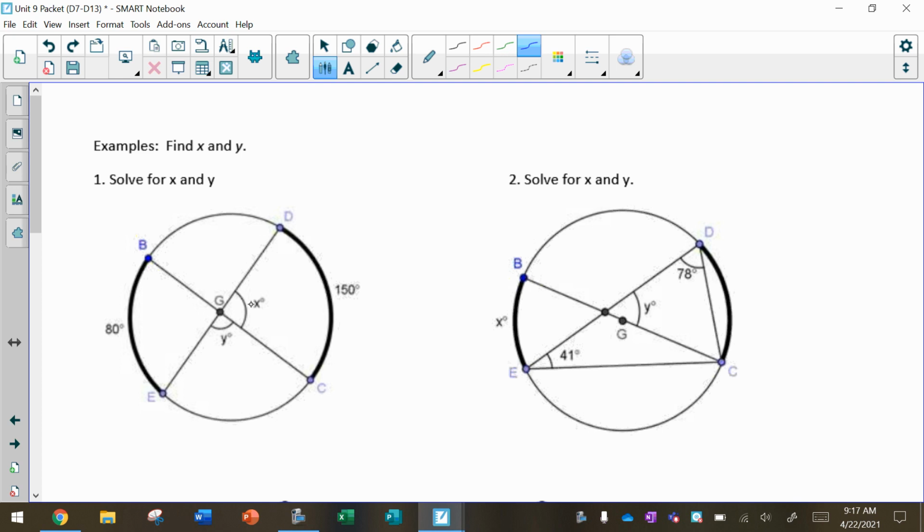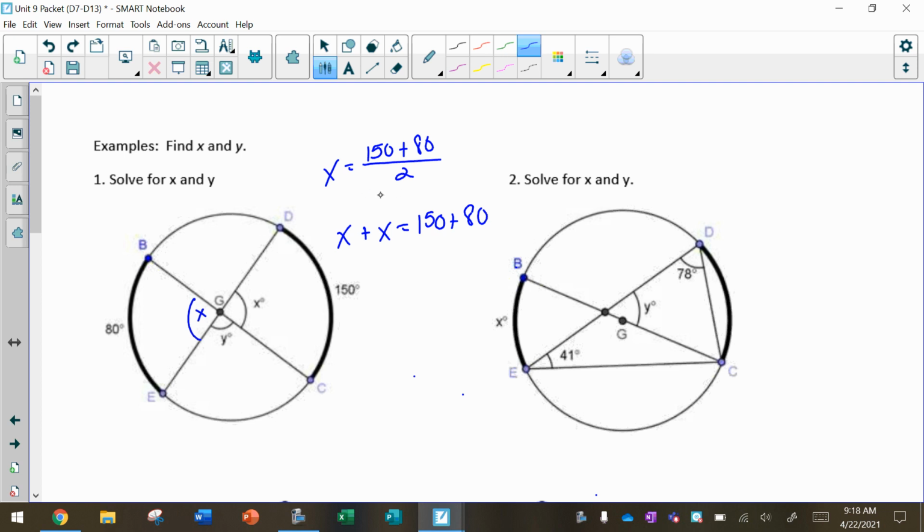Here we have an angle of x formed by two chords. The x intercepts 150 on the right-hand side, and it intercepts 80 on the left-hand side. So one way to solve for x is to say x is equal to 150 plus 80 divided by 2. Now, another option is to say, okay, if this is x, this is also x due to vertical angles. And the other option is to say x plus x equals 150 plus 80. Now, the thing is, they're essentially the exact same thing.